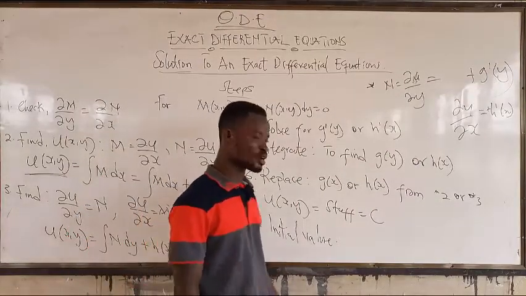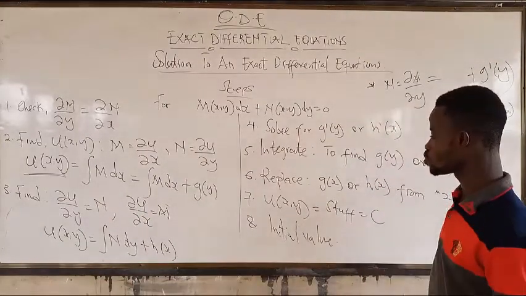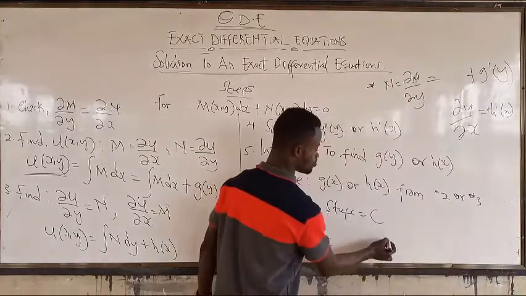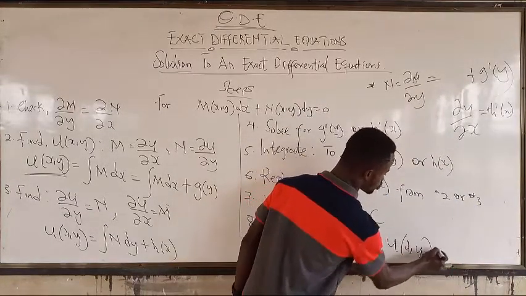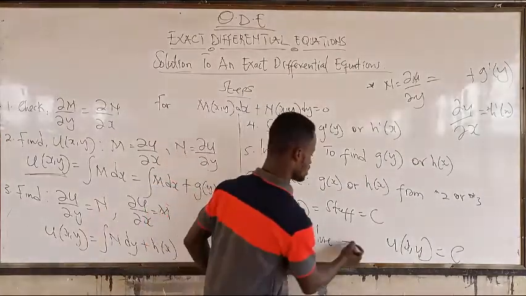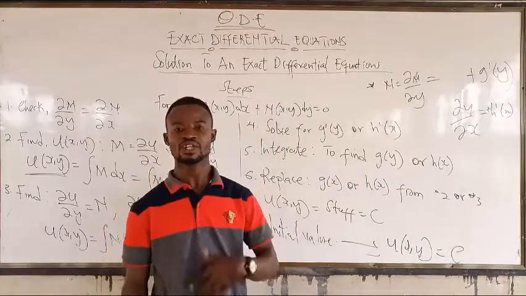The eighth part is talking about initial value. That one depends on whether an initial value is given to you or not. So you end your solution by equating this to C. And when an initial value is given to you, you can now get the C and do the substitution back.